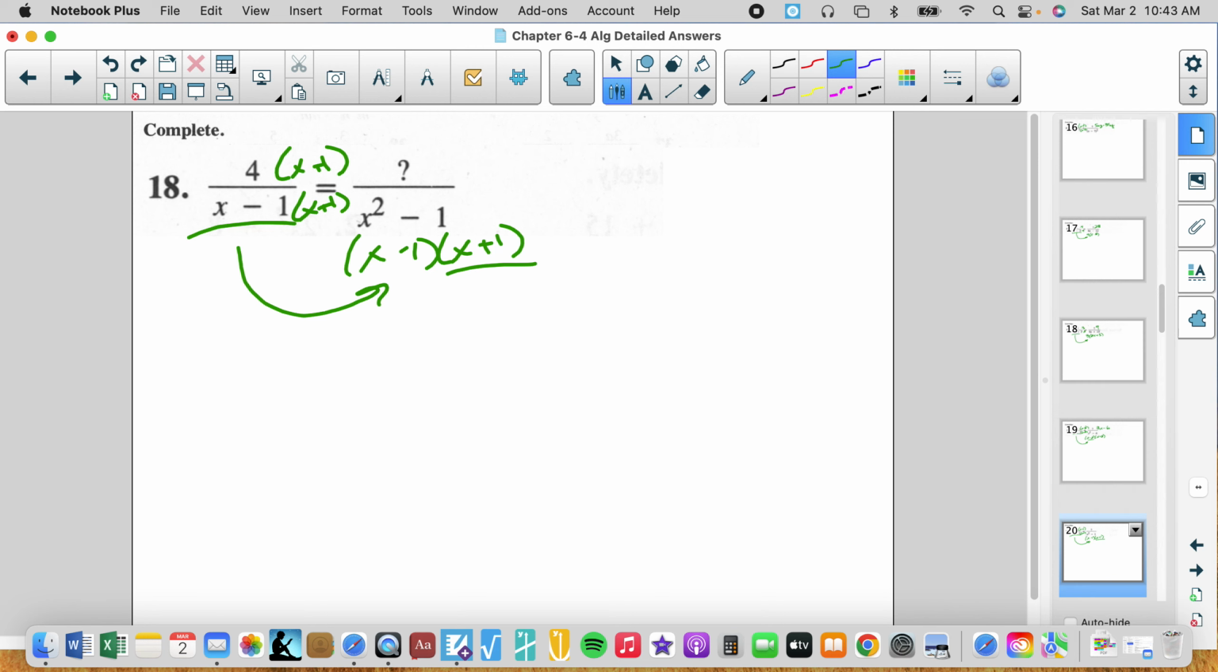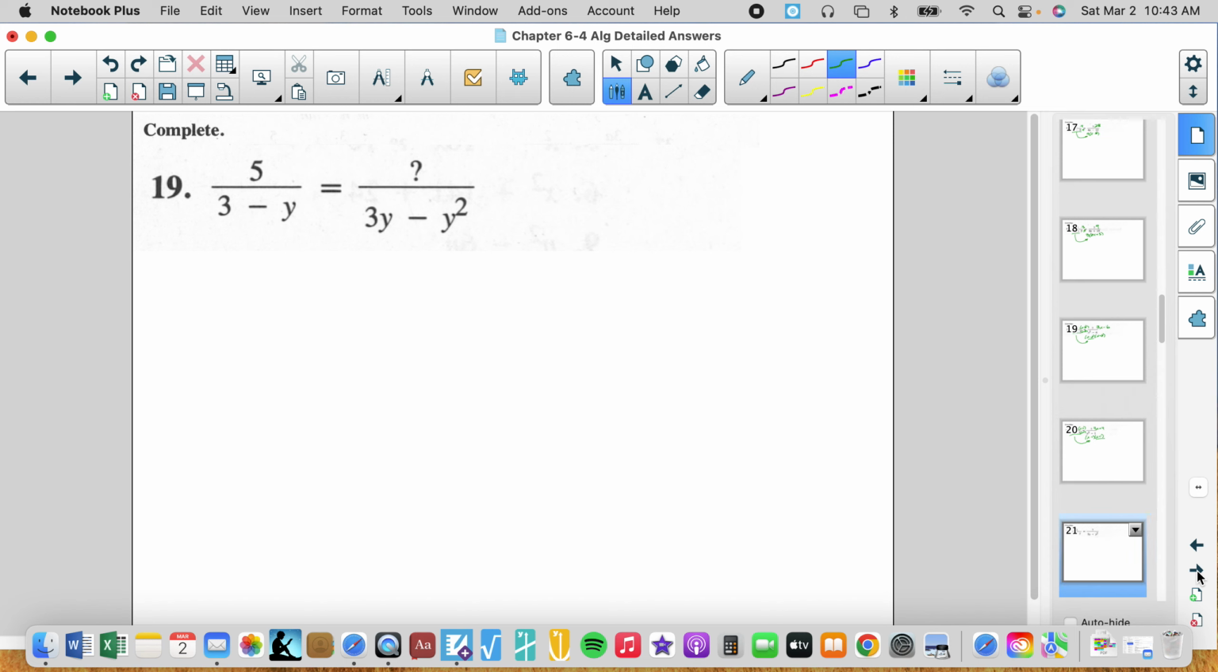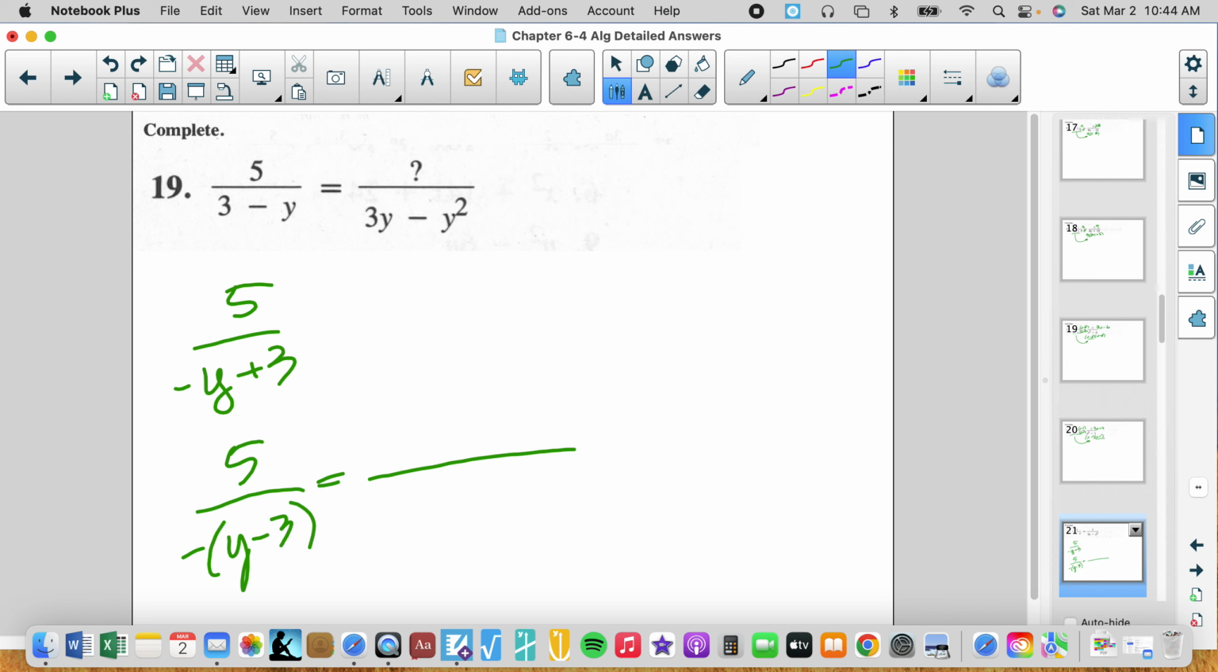X plus 1, you get 4x plus 4. All right, good. So I'm going to write this as this, and then I'm going to write it like this. And now I'm going to factor, and I'm going to rewrite this, and I'm going to factor out this.